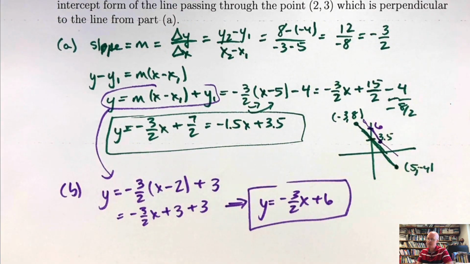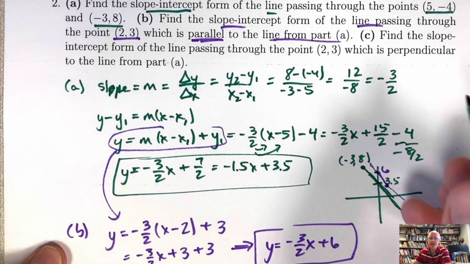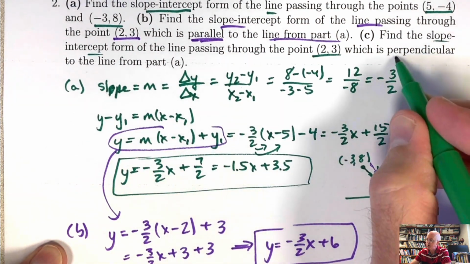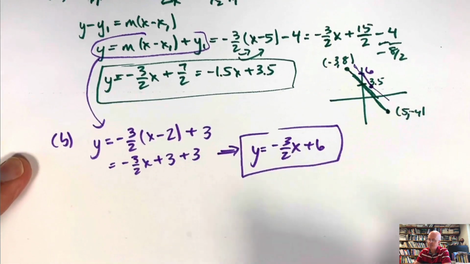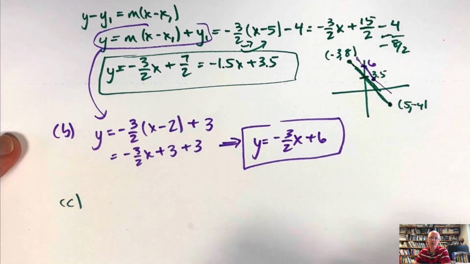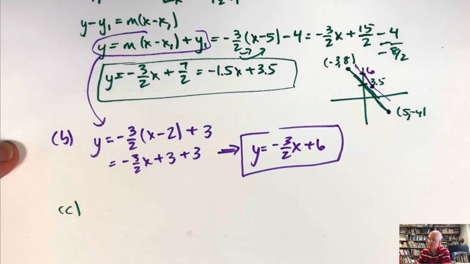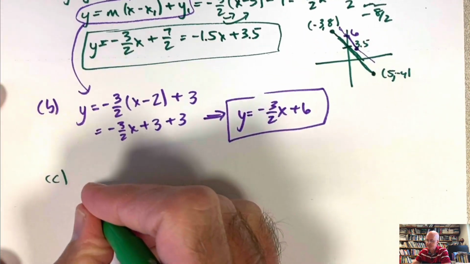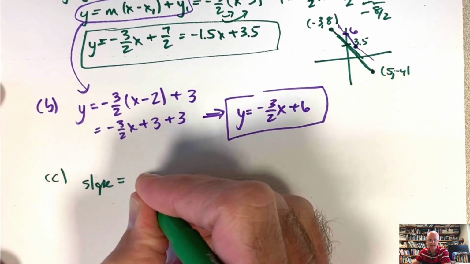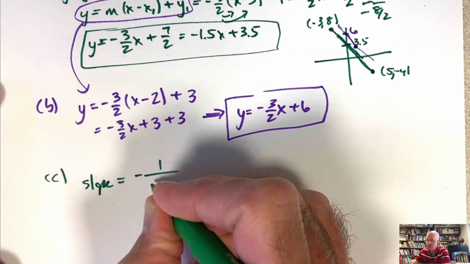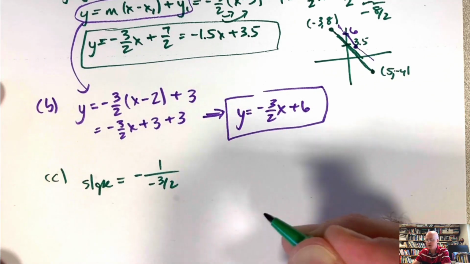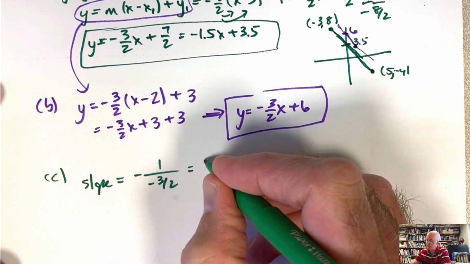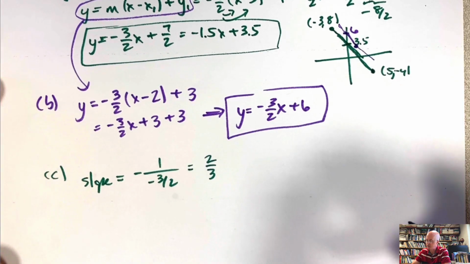Okay. Part C. Find the slope-intercept form of the line passing through the point (2, 3) still, which is now perpendicular to the line from part A. Being perpendicular means that the slope is going to be what's called the negative reciprocal of the original slope. So this slope here is -3/2. Its negative reciprocal, the new slope, will be the negative of 1 over the original slope. The original slope was -3/2. The two negative signs will cancel. When I divide by the fraction 3/2, it's the same as multiplying by 2/3. The slope that we're after here is going to be 2/3.